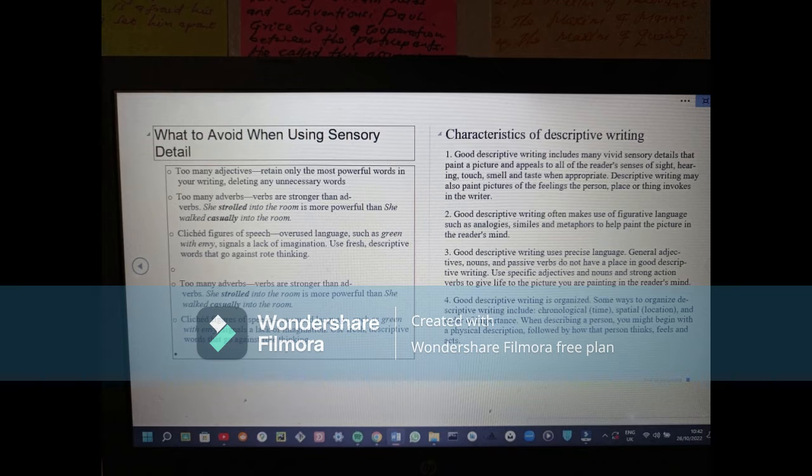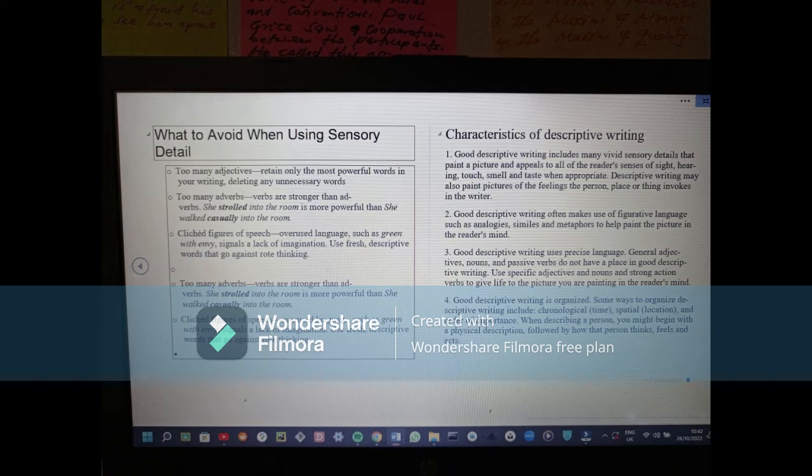So choose one. We have a lot of clichés, or clichéd figures of speech, like overused language, ones that have been overused over time. You'll meet them. So what do they do? It signals lack of imagination, lack of creativity on your part. So if you use fresh descriptive words that go against what people know, then that shows and tells us that you are indeed very creative. Of course, don't use too many adverbs, as I mentioned.